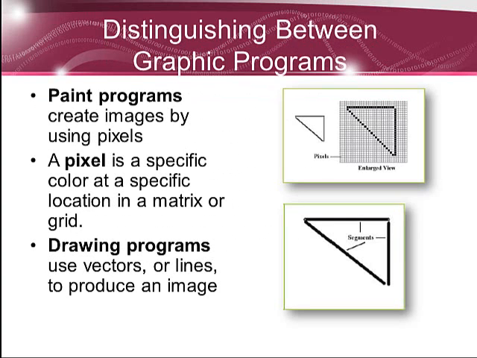Paint programs create images by using pixels, or picture elements. A pixel is a specific color at a specific location in a matrix or grid. A collection of pixels produces an image on a computer screen or on a printed page. Drawing programs use vectors or lines to produce an image.